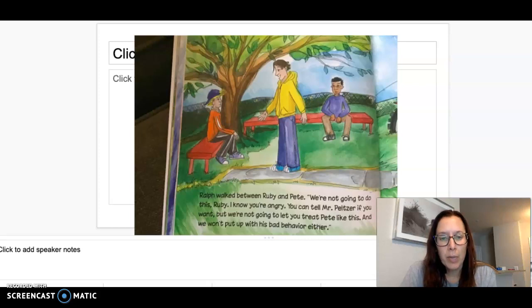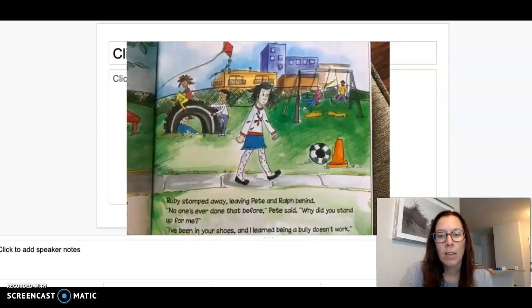Ralph walked between Ruby and Pete. "We're not going to do this, Ruby. I know you're angry. You can tell Mr. Peltzer if you want, but we're not going to let you treat Pete like this, and we won't put up with his bad behavior either." Ruby stomped away, leaving Pete and Ralph behind.